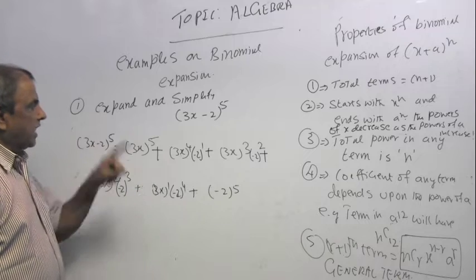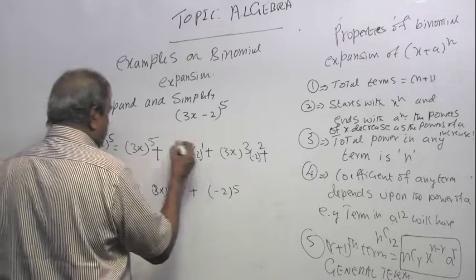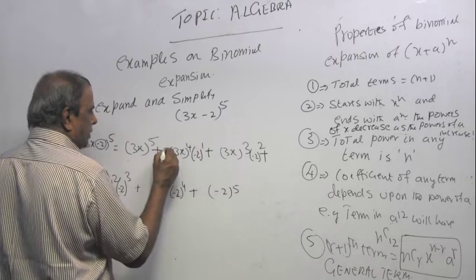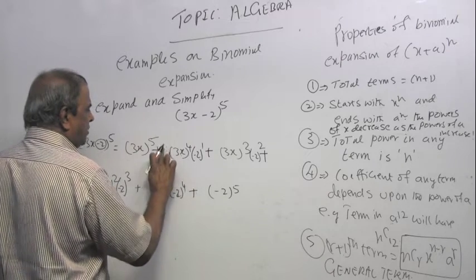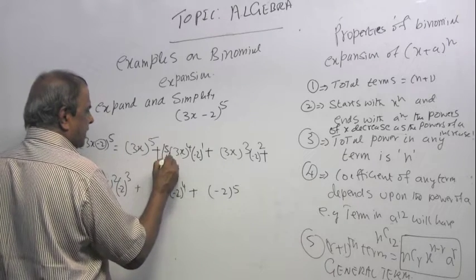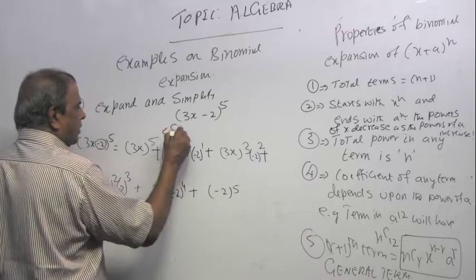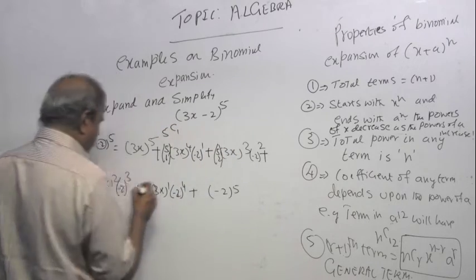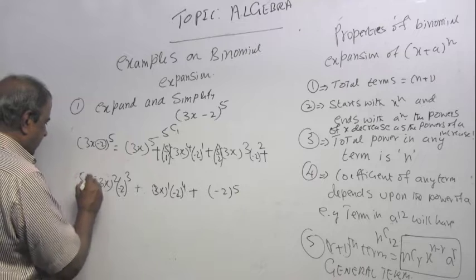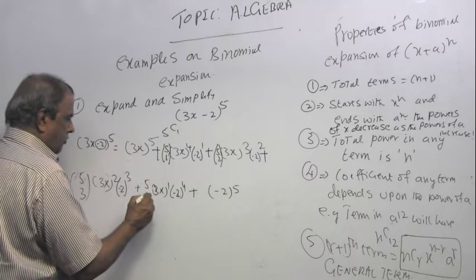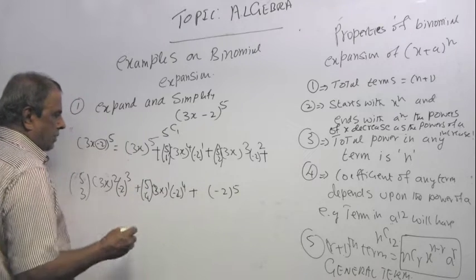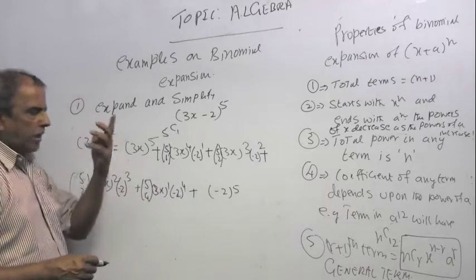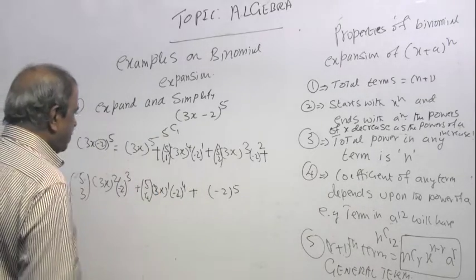Perfect. The coefficient now depends upon a. a is minus 2, to the power 1. So 5C1. Sometimes we write 5C1 like this, which is 5C1. Power 2, 5C2. Power 3, 5C3. Power 4, 5C4. Power 5 is 5C5. Power 0 is 5C0, which are both 1, so I don't bother. Now I have to simplify.